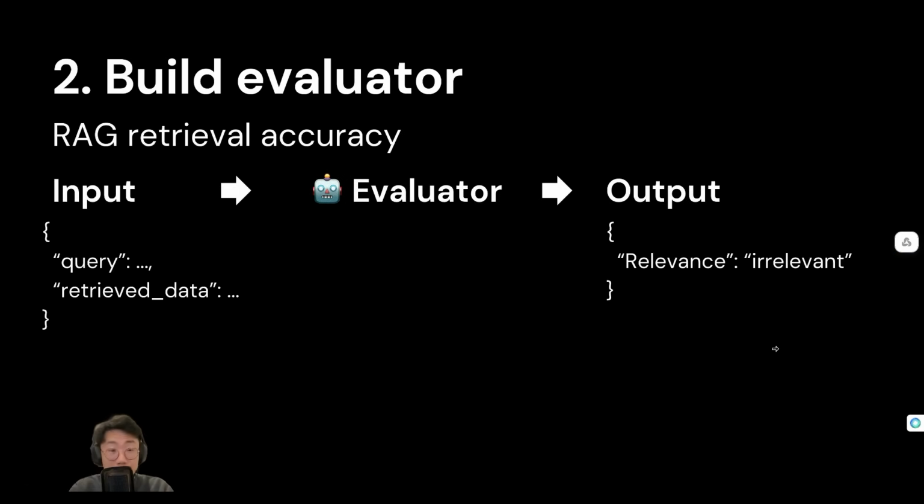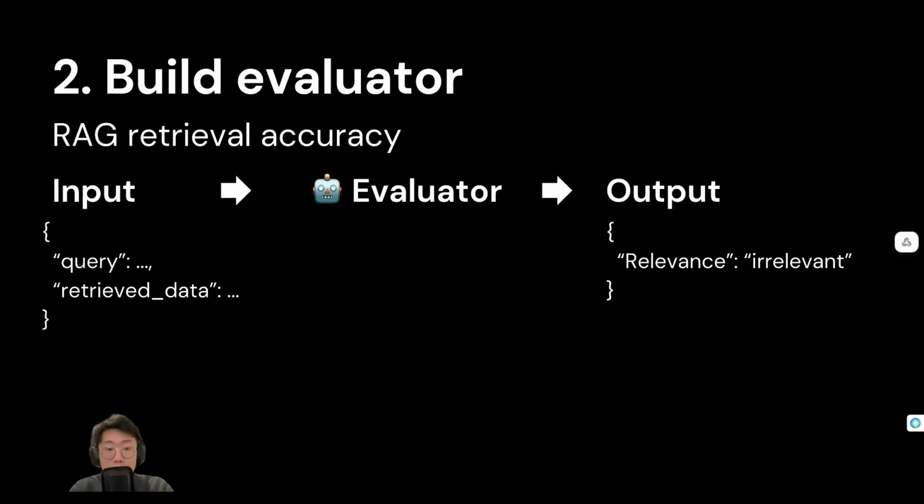So if you're building a RAG system where you want to measure the retrieval accuracy, then you will have an evaluator where the input will be the user query as well as the retrieved data. And the evaluator will take these as input and generate output, which is a relevance classification. They can either be relevant or irrelevant.